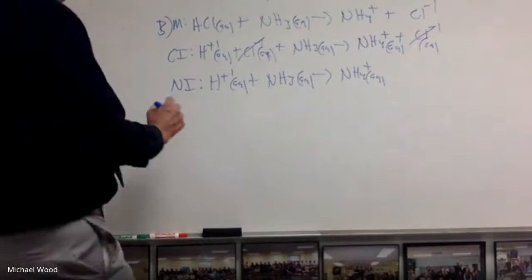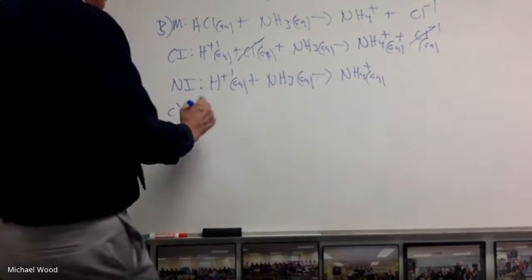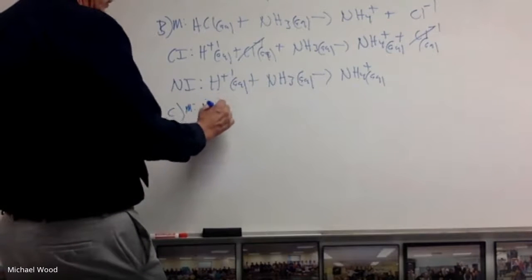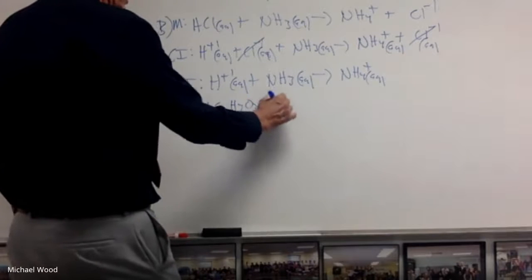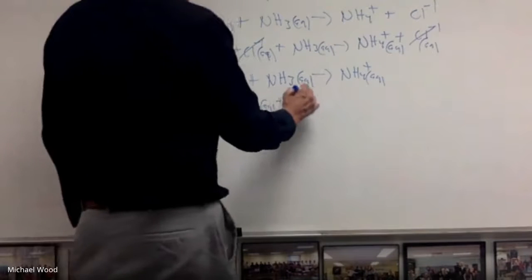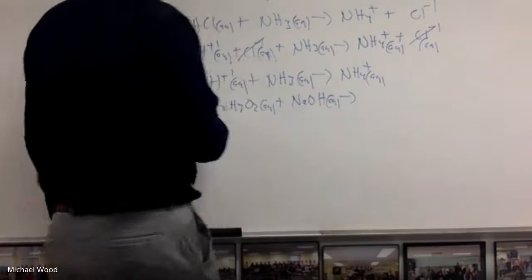Okay, the next one. So here's C. So C, I'm going to take H. Here's going to be the molecular equation. M for molecular. Here's acetic acid. This is not one of the strong acids, with sodium hydroxide, strong base. So here I'm going to do the outers and the inners.